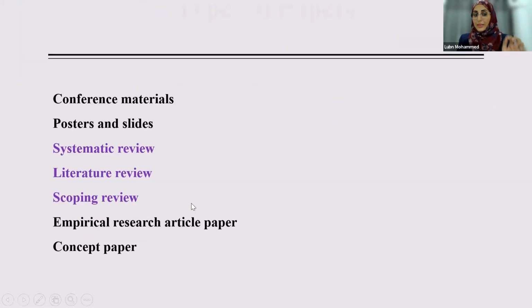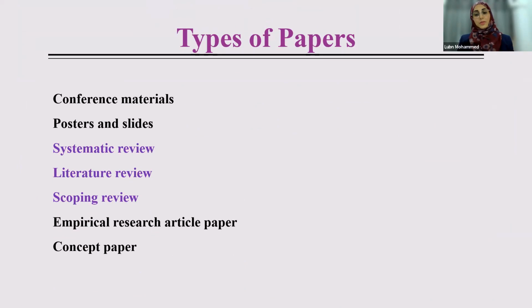What types of papers can we extract? We have various types of papers we can extract. Or you can also prepare conference materials, which are abstracts, sometimes a summary of research we have presented in conferences, posters, and slides, that we can present in different conferences, seminars, webinars, exhibitions, systematic review, literature review, scoping review, empirical research article, and concept papers. These are only a few of the types we can do.